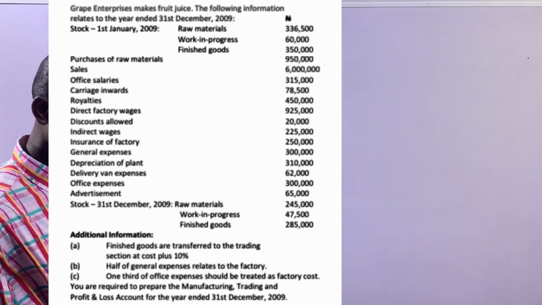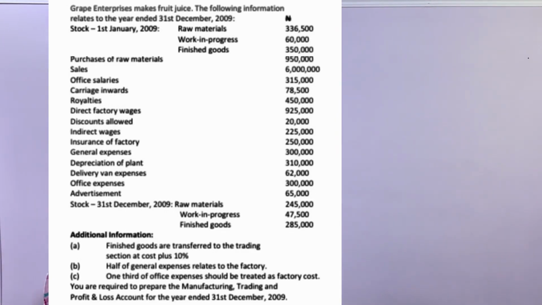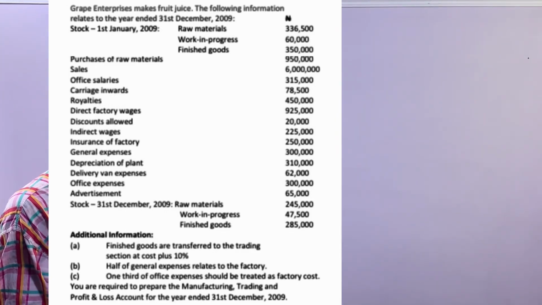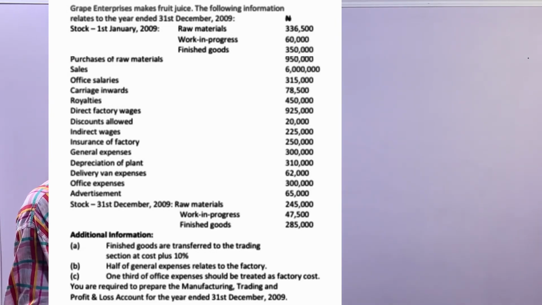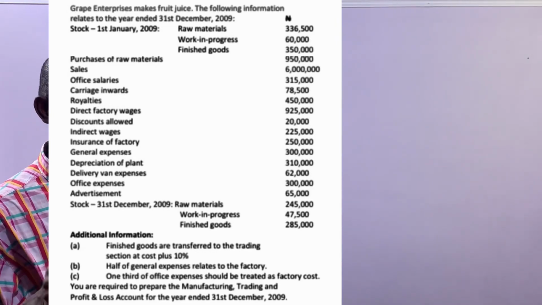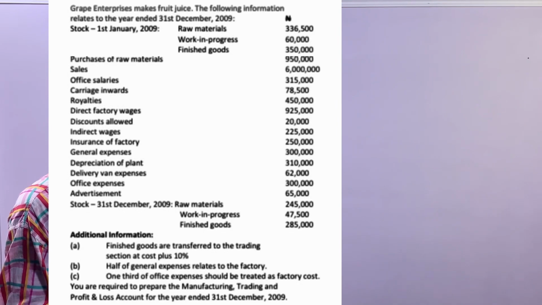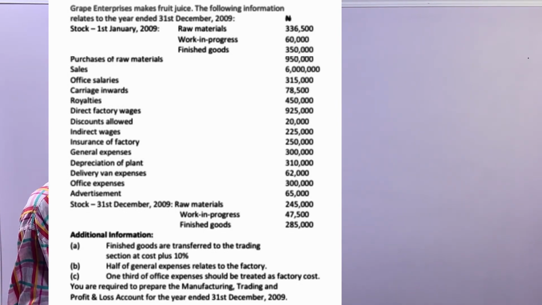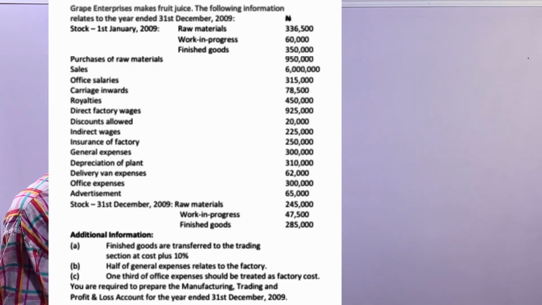So additional information: A. Finished goods are transferred to the trading section at cost plus profits. That profit is 10%. So we are going to apply 10% on the cost of production we've gotten, that's the factory cost of production. Then the addition of the two will give us the market value.